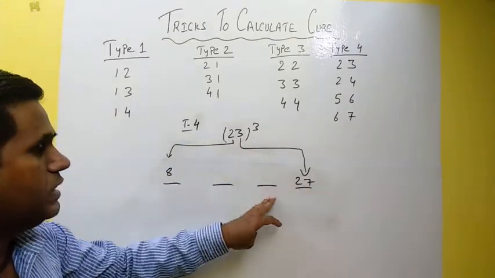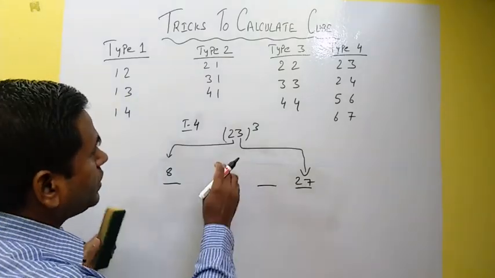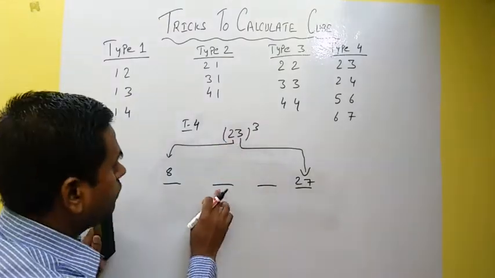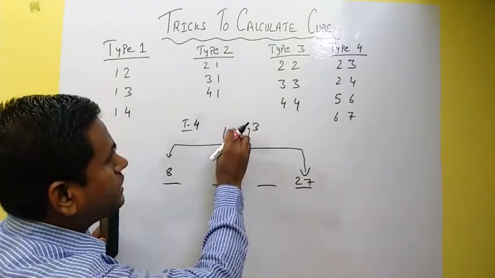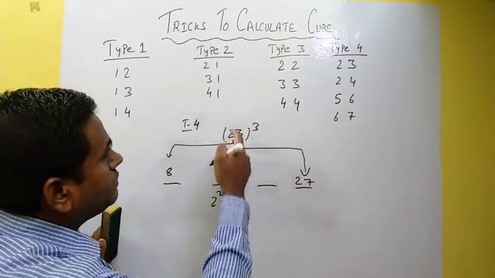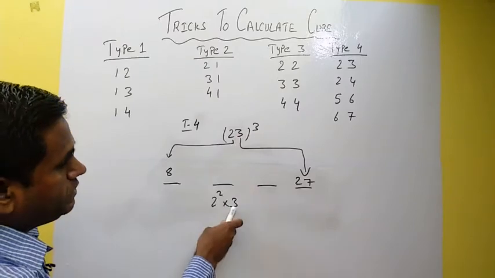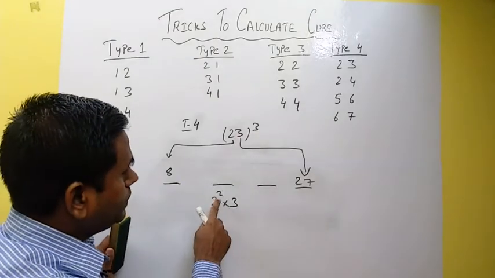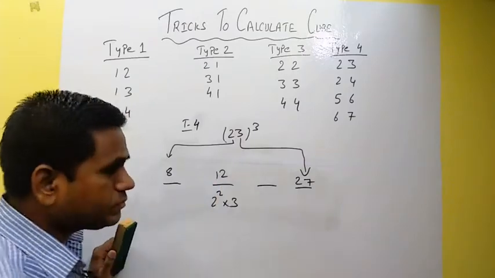Now how to fill these two places? So this also I will tell you. Here 2 is there, right? So for filling up this place, whatever is the digit here, you have to do the square of that digit multiplied with the second digit. So square of 2 multiplied with 3, which is 2 square is 4. 4 multiplied by 3 is 12.